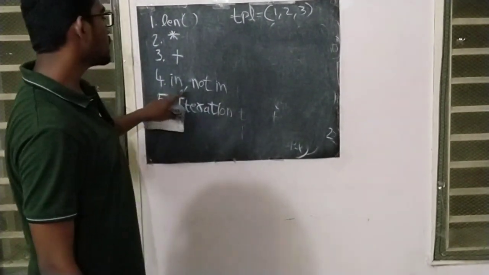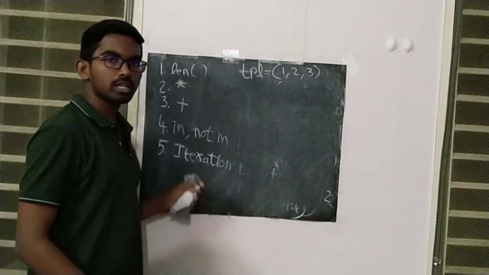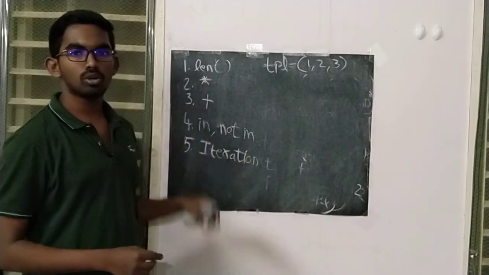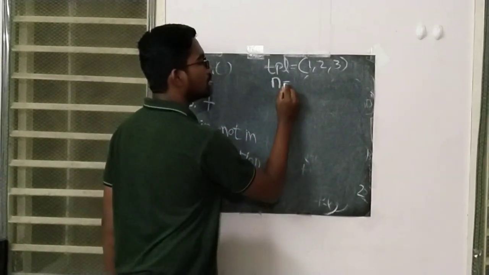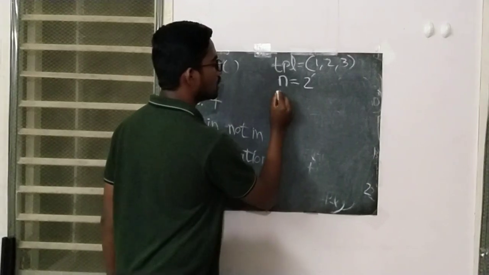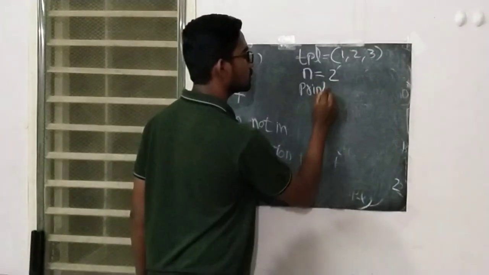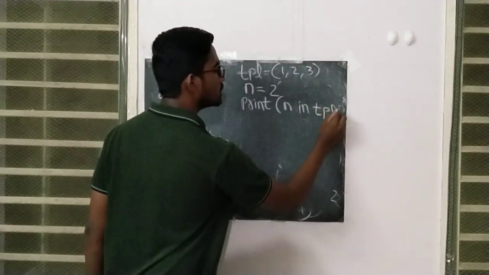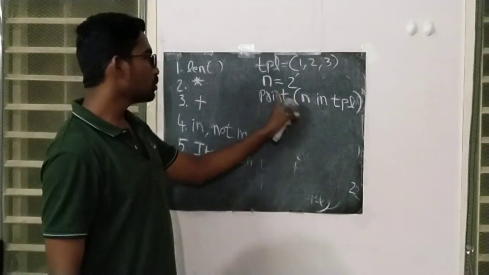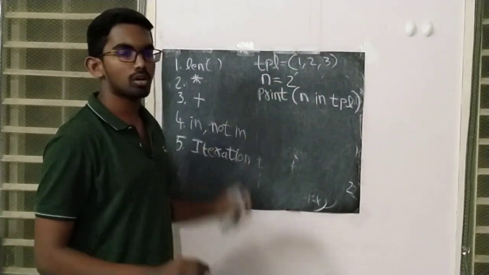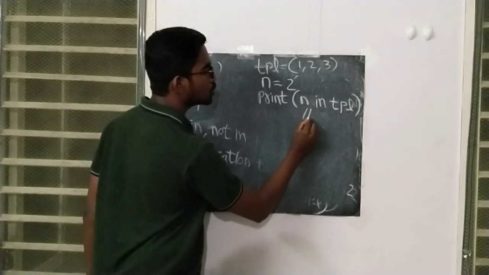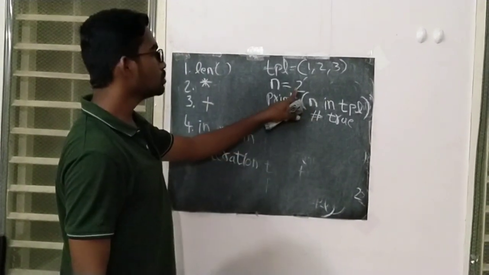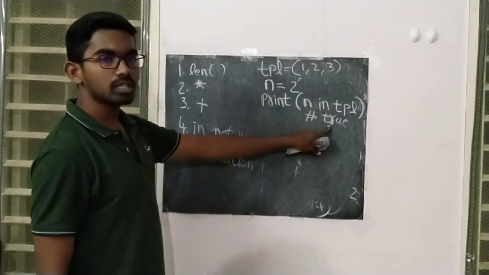Next, membership operator, in and not in. We know that membership operators are used to find whether the specified value is present in the specified sequence or not. For example, n is equal to 2. Print n in TPL. That means whether the value stored in n is present in TPL or not. Since n is equal to 2 and 2 is present in the TPL, it will return true.